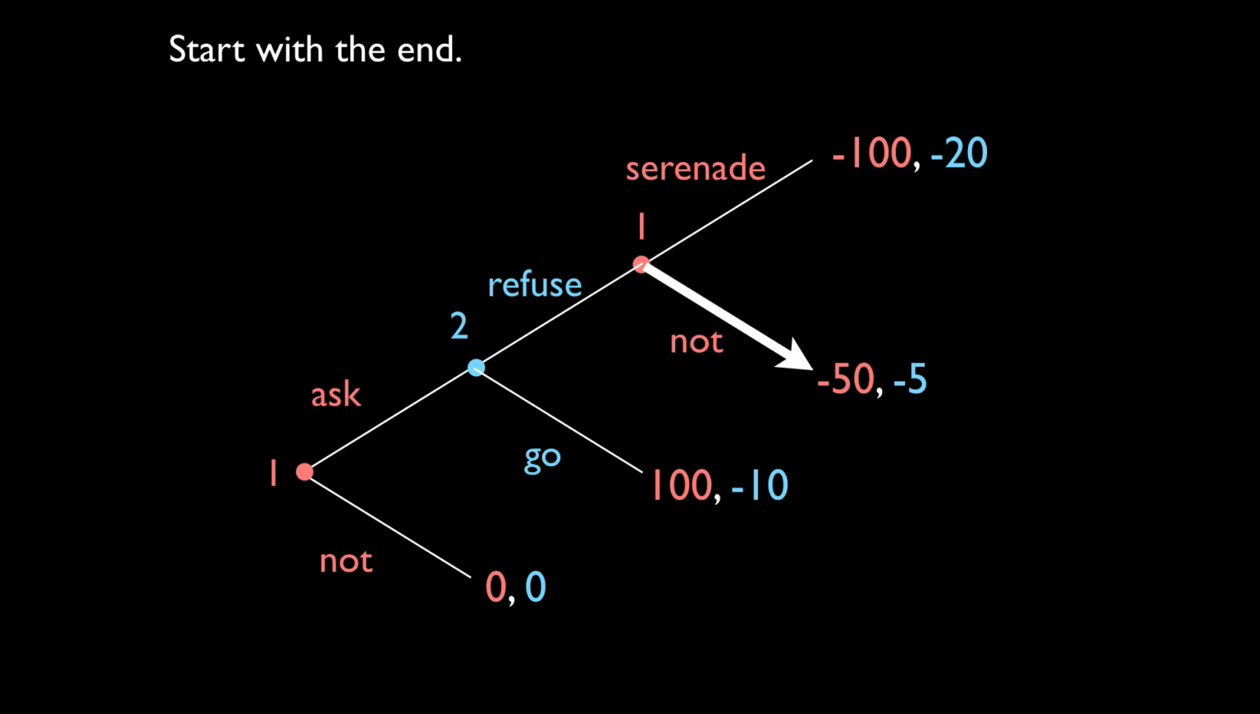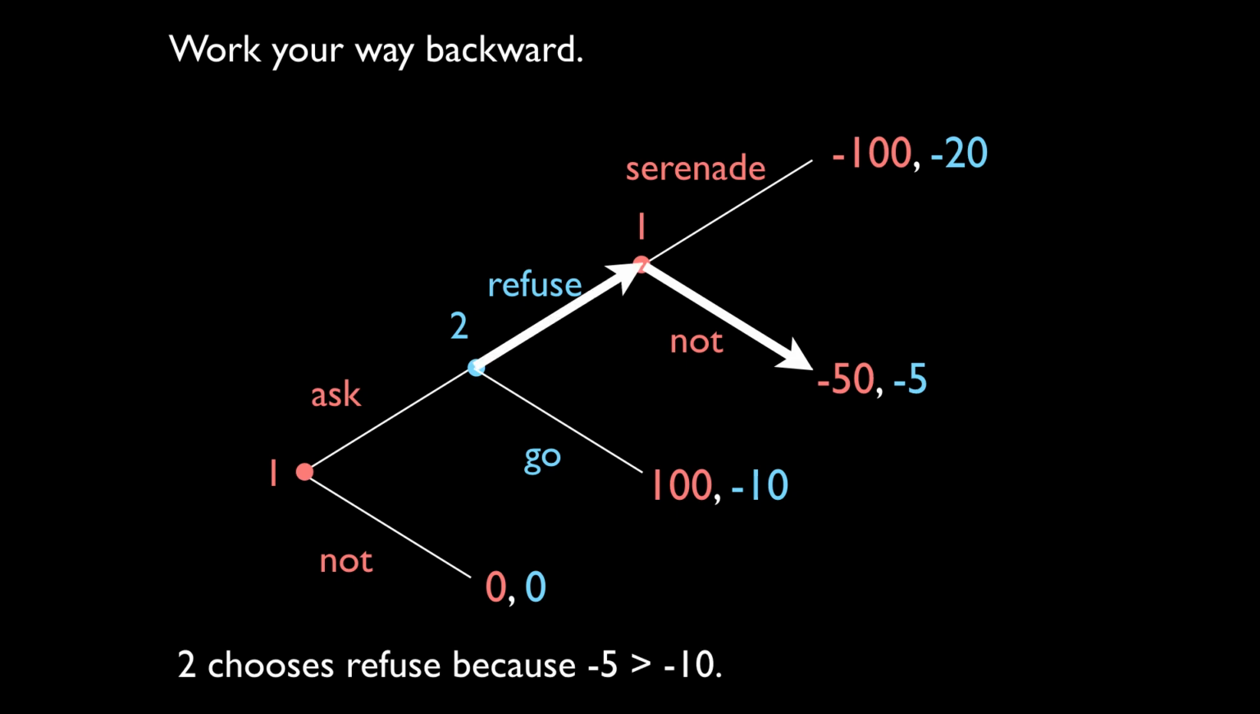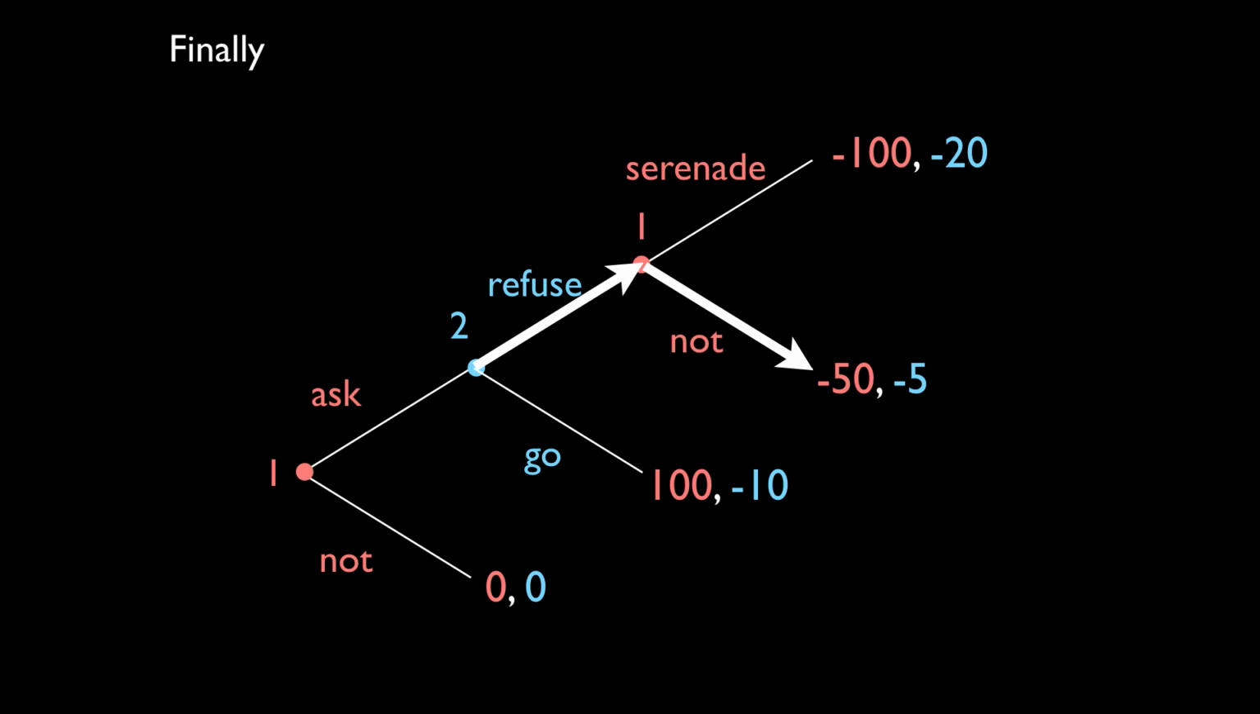Now you're person 2, choosing between refuse and go. If you refuse, you'll get in the end what? Minus 5, because 1 will serenade. If you go, you'll get minus 10, so therefore what will you do? Refuse, because minus 5 beats minus 10. Finally, if you're person 1 and you don't ask, you'll get 0. If you ask, you'll get minus 50. So therefore, what will you do? Not ask. Make sense?